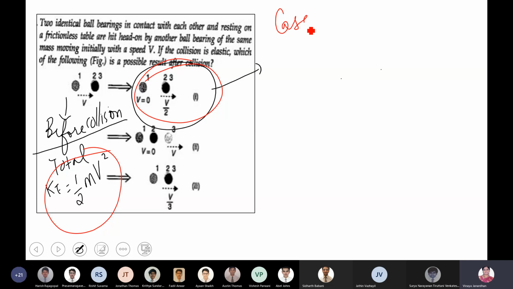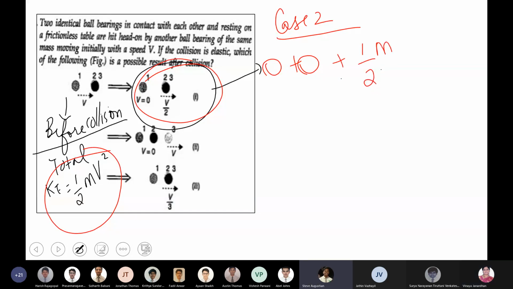Yes, ma'am. Okay, for case 2, what will be the kinetic energy of particle 1? Is particle 1 at rest? Ma'am, in case 2, yes, V is equal to 0. Okay, particle 2. Particle 2 also, I think V is equal to 0. Okay, particle 3. For particle 3, it is 1 by 2 mv square.